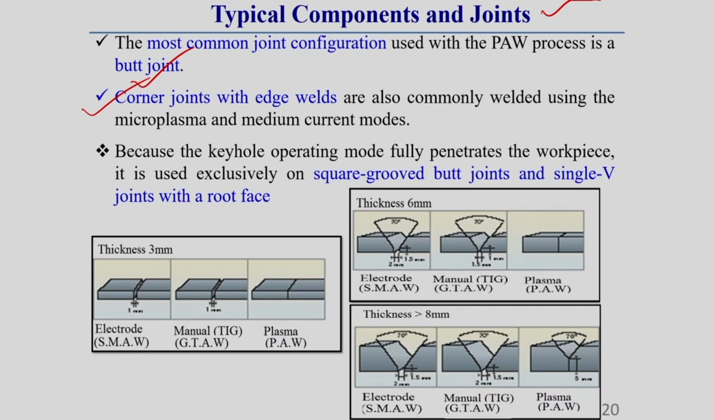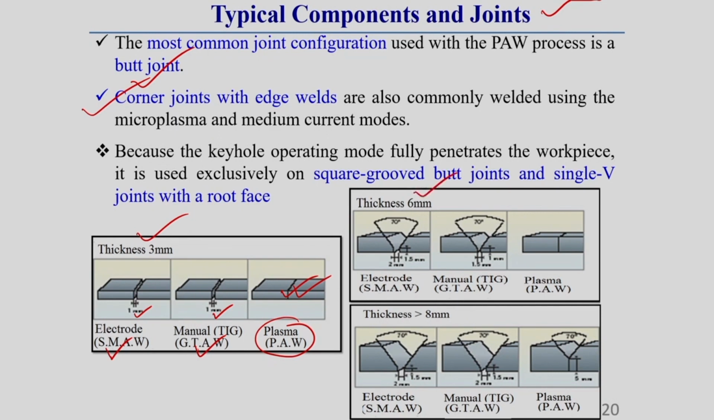Now I am showing typical examples of thickness for three different welding processes. For a 3 millimeter thick plate, the plasma arc welding process does not require any root gap, whereas if we use shielding metal arc welding or TIG welding, a root gap of 1 millimeter is required. So for 3 millimeter plate, plasma arc welding has no requirement of root gap.